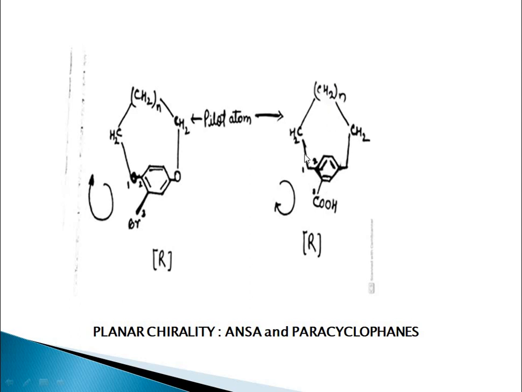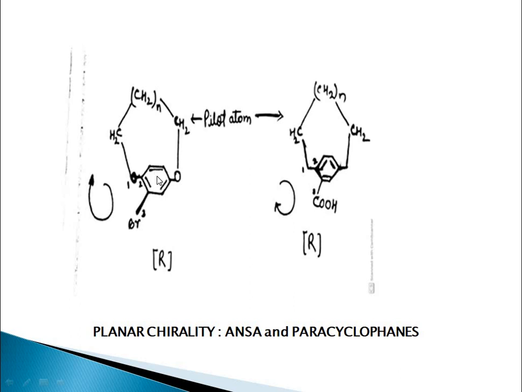In this case, a pilot atom is selected. The pilot atom should be away from, or out of, the plane of this ring, and it should be on the same side as the substituent. So this is the pilot atom. From that, we just select the atoms as they come: carbon number 1, 2, 3, the direction is clockwise, hence this is R.